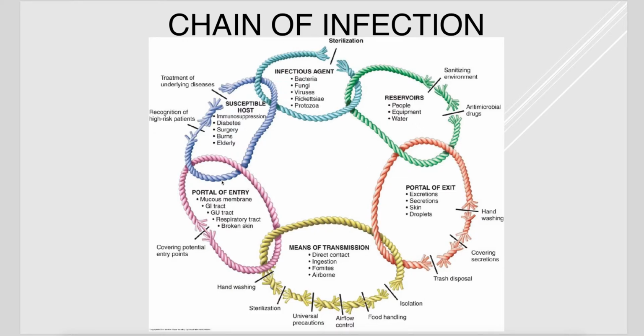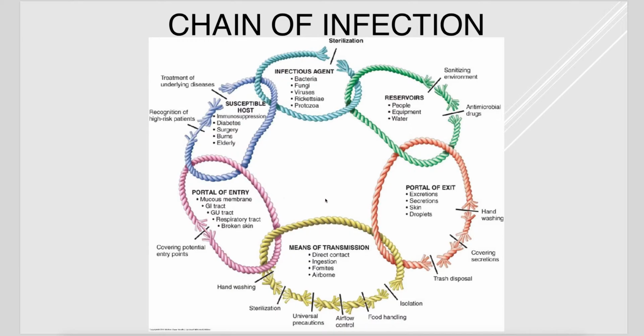We need a portal of entry, so there needs to be a way for the microbe to get into our system. We need a portal of exit. Microbes have to be spread from person to person in order to continue to live. So that's also important. And typically the portal of exit is the same as the portal of entry. Not always, but typically. You need a susceptible host. The person has to have the environment for microbes to grow and cause infection. And then, of course, a means of transmission.